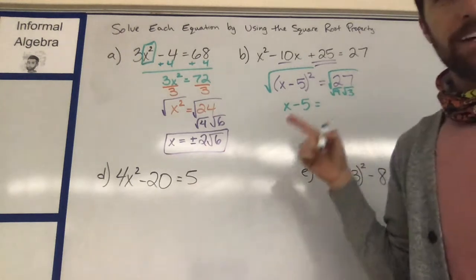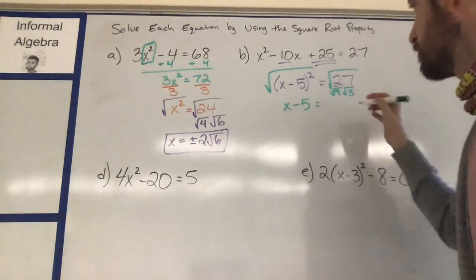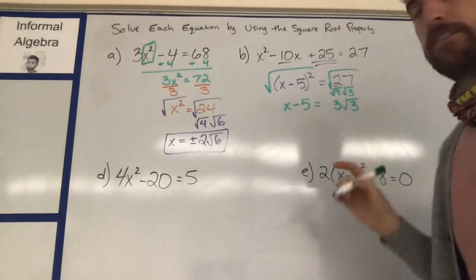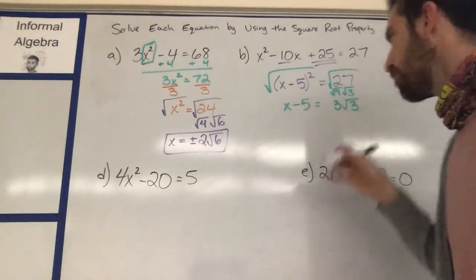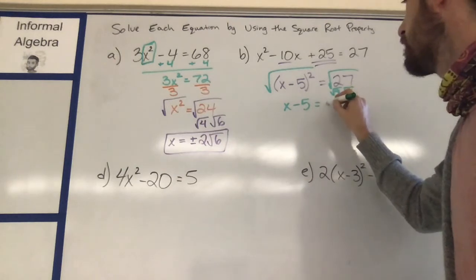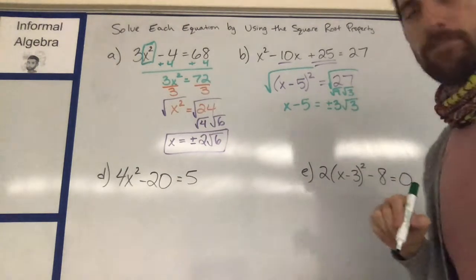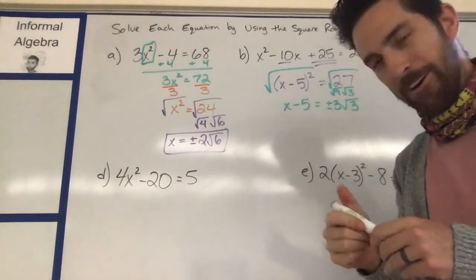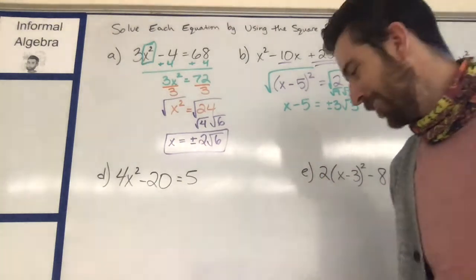And the square root of 9 is 3. So root 27 becomes 3 root 3. But don't forget, we have to have our plus and minus. Could be positive 3 root 3 or negative 3 root 3. Now that looks bizarre, but don't worry.